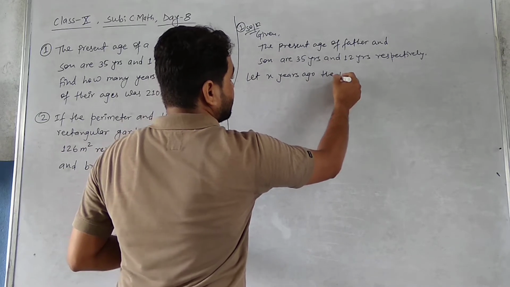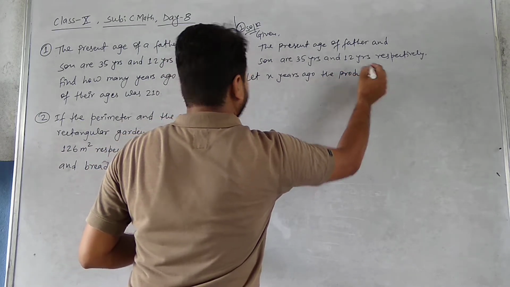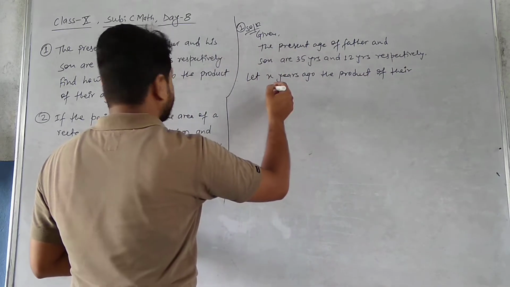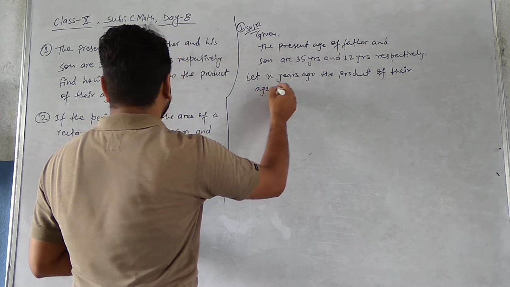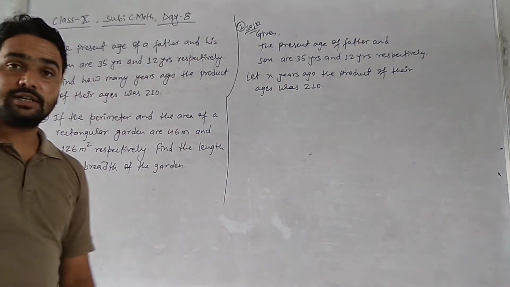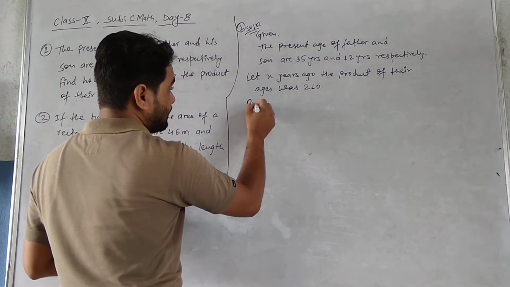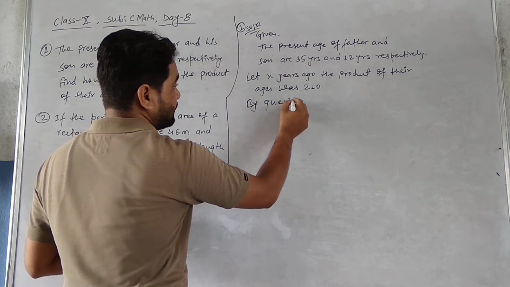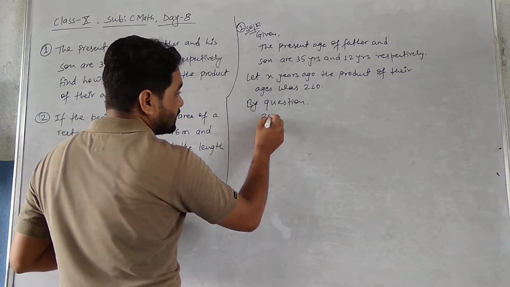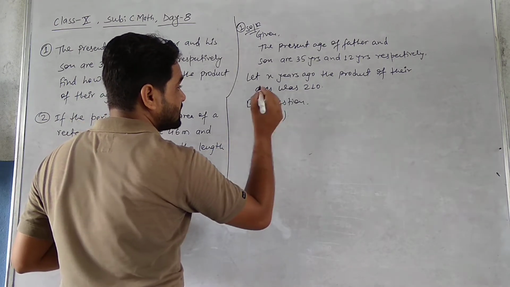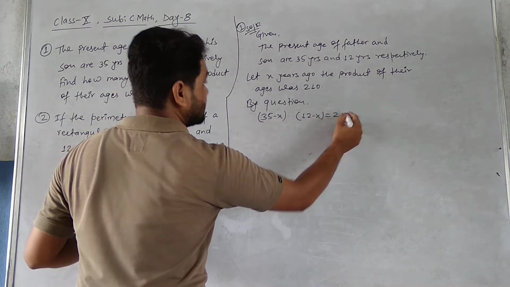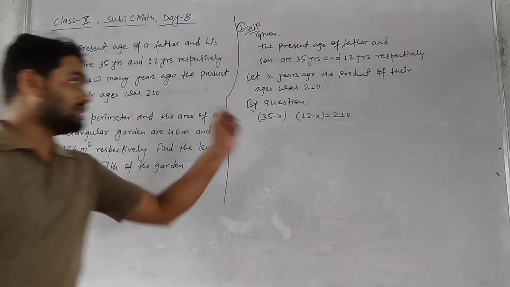the product of their ages was 200. This is what we get. So according to the question, x years ago, (35 minus x) into (12 minus x) equals 210. This is according to the question.